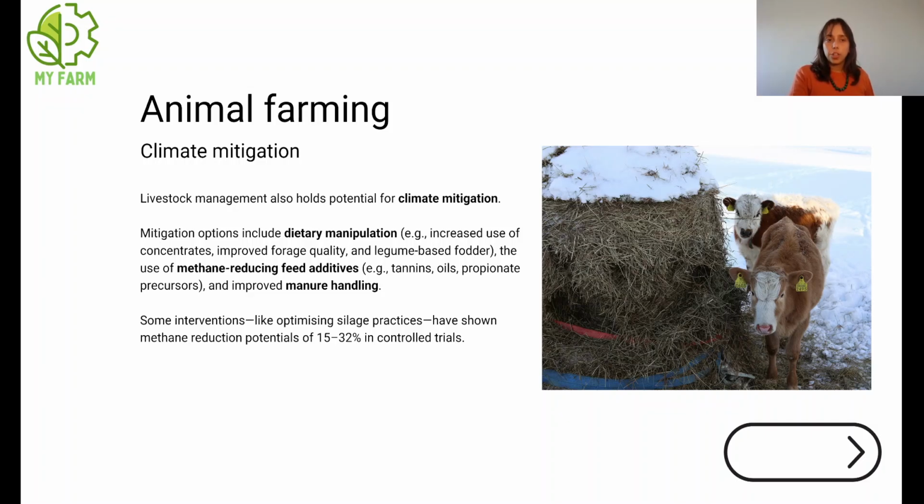Now, regarding climate mitigation, livestock management also holds potential. Mitigation options include dietary manipulation, for example, increased use of concentrate, improved forage quality, and legume-based fodder, the use of methane-reducing feed additives like tannins, oils, propionate precursors, and improved manure handling. Some interventions like optimizing silage practices have shown methane reduction potential of 15–32% in controlled trials.